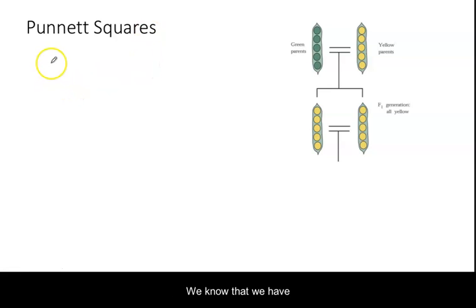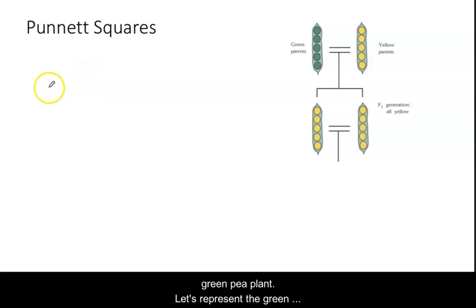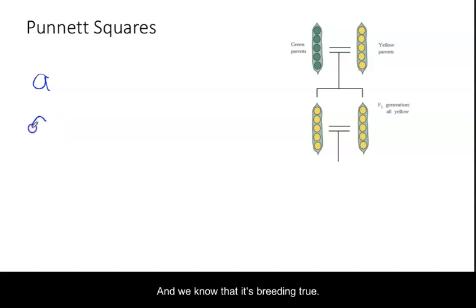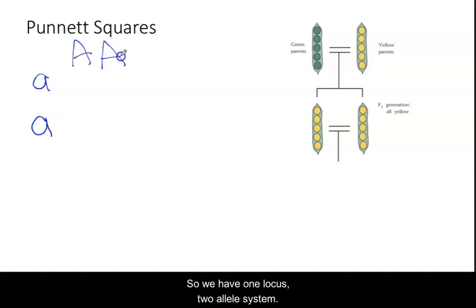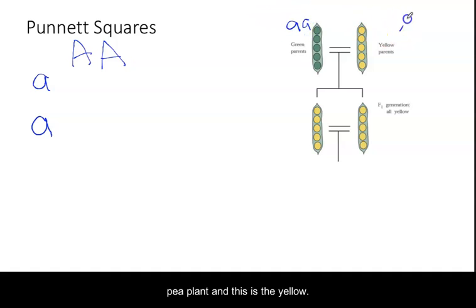So we know that we have a green pea plant. Let's represent the green allele with a small a, and we know that it's breeding true. And we have a yellow pea plant that is also breeding true. So we have a one locus, two allele system. So the two alleles that are here in this system are a capital A and a lowercase a. So this is the green pea plant, and this is the yellow pea plant genotype.